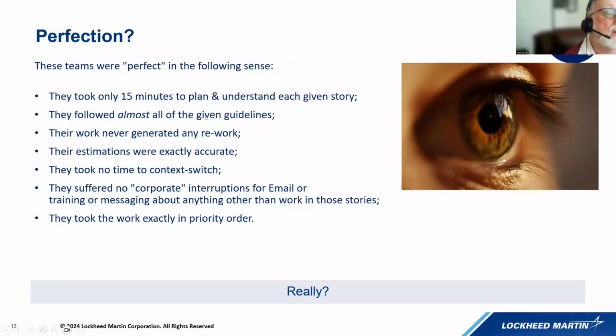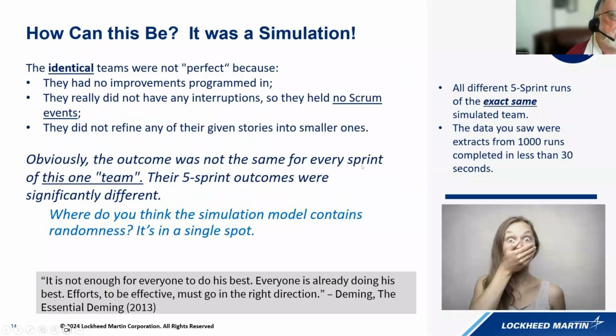So that's because they were a simulation, basically. The reason they were not following all the given guidelines is they weren't doing Scrum events. They weren't having meetings. They were simply working through the work. So, you know, this was a simulation, and they were identical teams. They were running through the same simulation. So there's only one piece of randomness in the model that caused those different outcomes for teams, both at the sprint level and for the overall level.